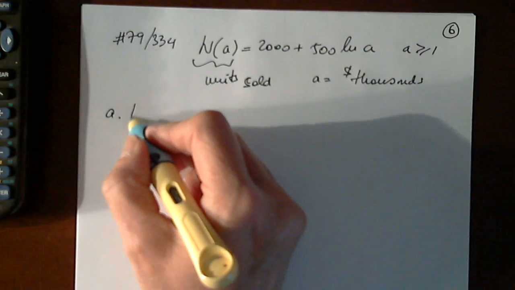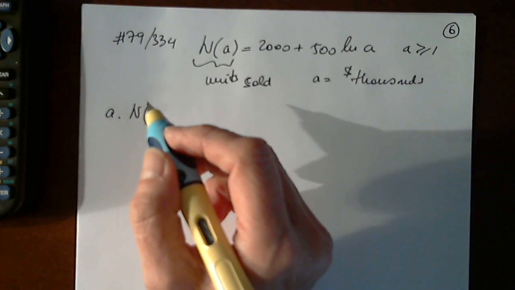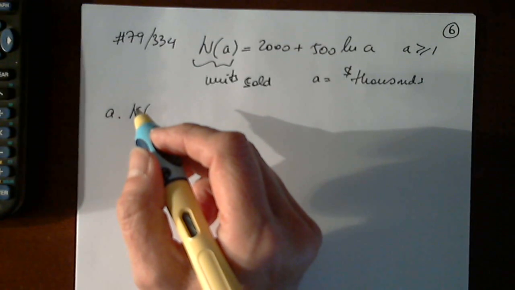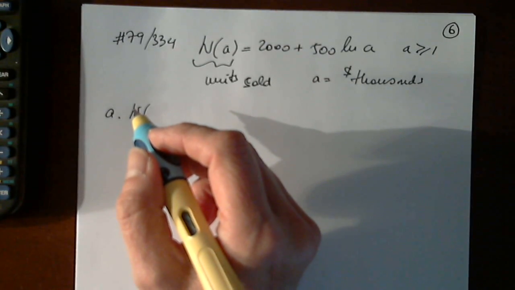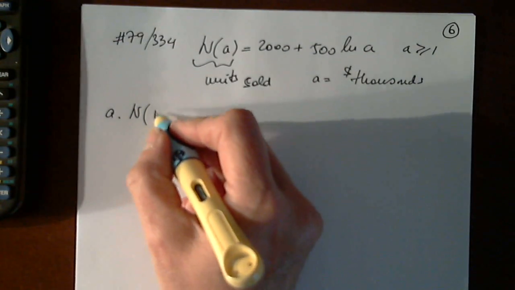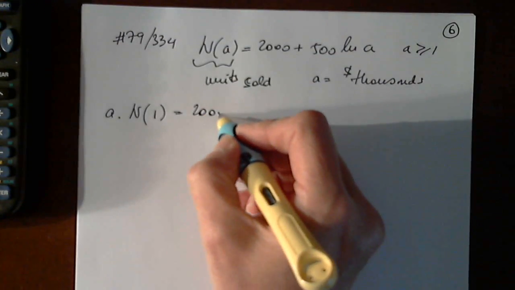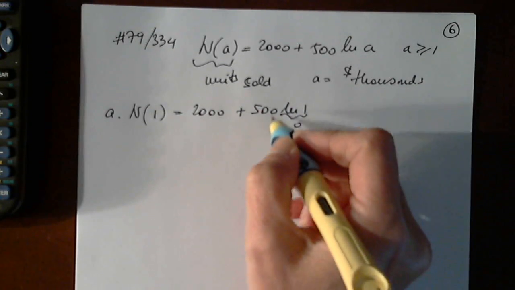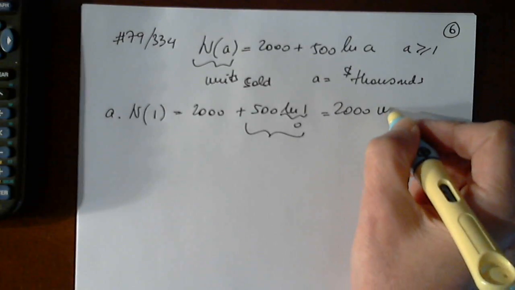How many units were sold after spending $1,000 on advertising? So part A, a is in thousands. So how many units were sold after spending 1,000? It means a equals 1. And we have 2,000 plus 500 natural log 1. This is 0. 0 times 500 is 0. So 2,000 units.